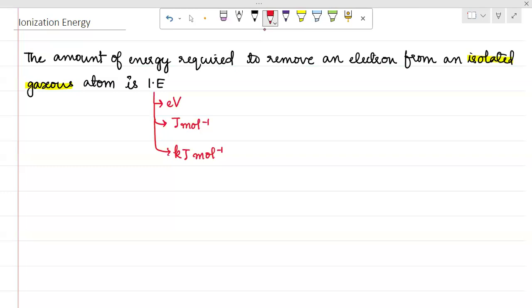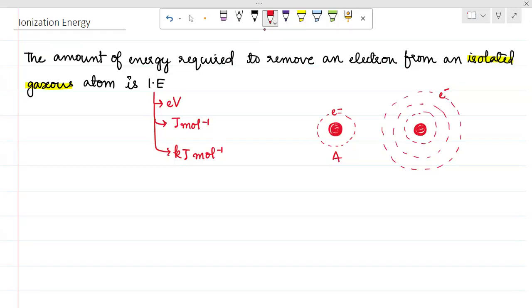Let's say that you have a nucleus and there is one electron which is very near to the nucleus, and there is another atom. And from this atom, you have to remove an electron. So I hope you're getting the scenario. Always the ionization energy is defined as the energy which is required to remove the outermost electron. So let's say this is the outermost electron in the first case A, and here there are other electrons inside. But because of the size of the atom, this is the outermost electron.